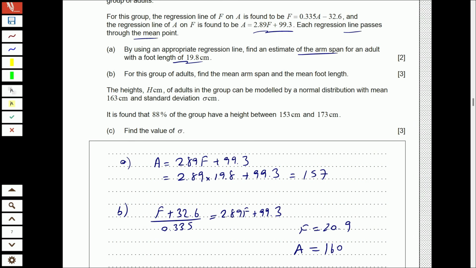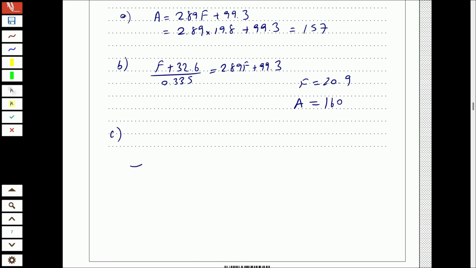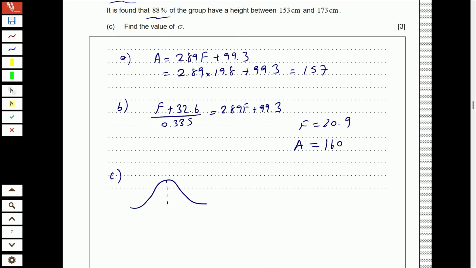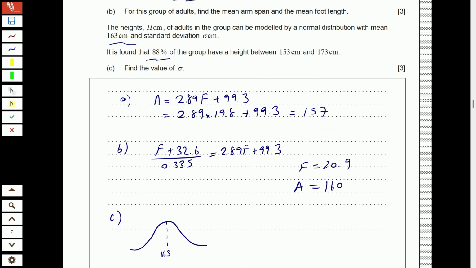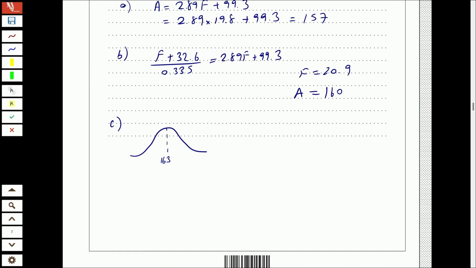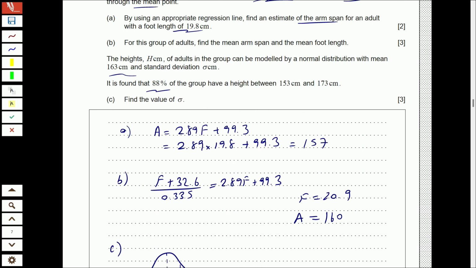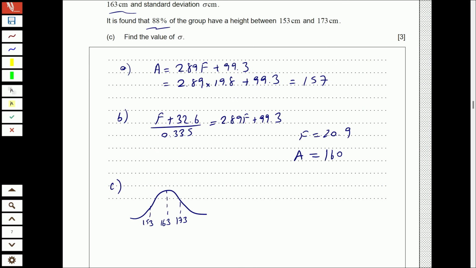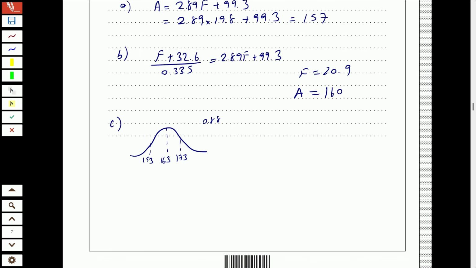So as you see from here, it's given us the mean of the group. When we draw the normal distribution here, I know that the mean is at the middle, 163, and the area between 153 and 173 is given as 0.88, the total area here. Since this range is symmetric, I can divide this area by 2 and it will be 0.44 each.